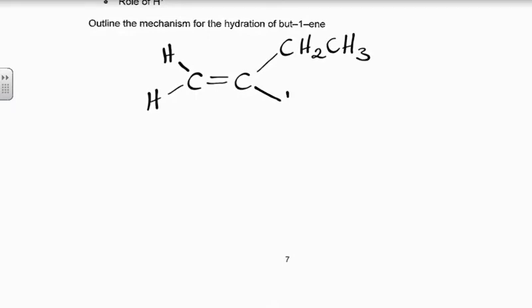Let's have a go at doing but-1-ene. So have a go at this. Maybe pause the video before you check your own answer. So but-1-ene is going to cause us more problems. So more than one possible alcohol that we'll make here.